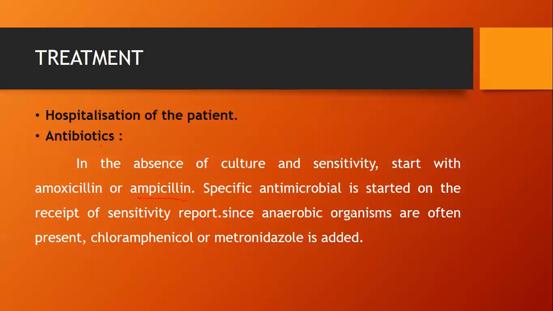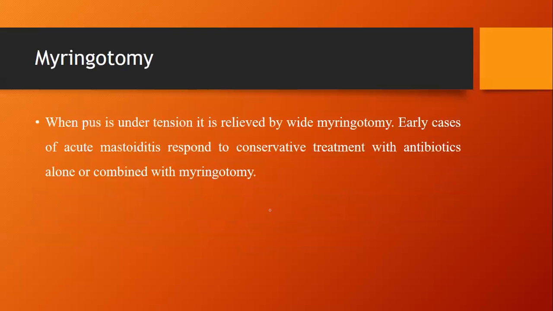Since anaerobic organisms are often present, chloramphenicol or metronidazole may also be added. Okay, so this is the antibiotic therapy. Then myringotomy. Myringotomy means an artificial perforation or artificial incision in the eardrum. When pus is under tension, it is relieved by wide myringotomy. Early cases of acute mastoiditis respond to conservative treatment with antibiotics alone or combined with myringotomy.